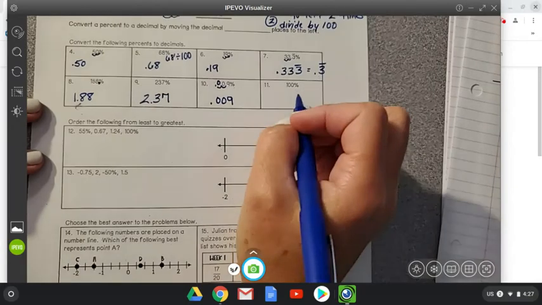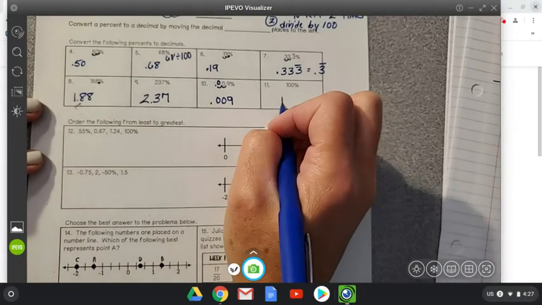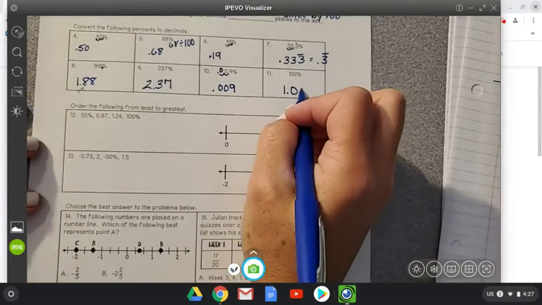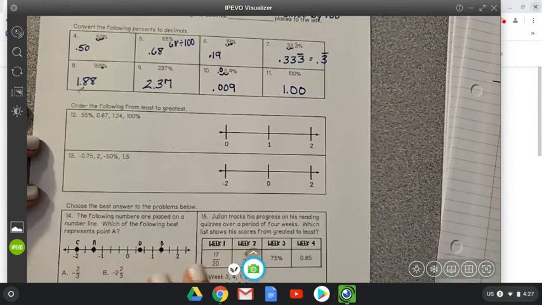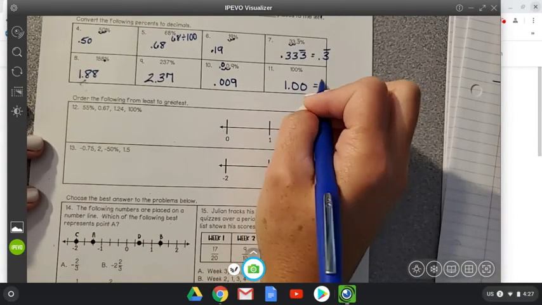And this, if I take my decimal and move it 2 places to the left, I get 1.0. If you have another 0 there, it is still correct. If you just wrote 1, it's also still correct.